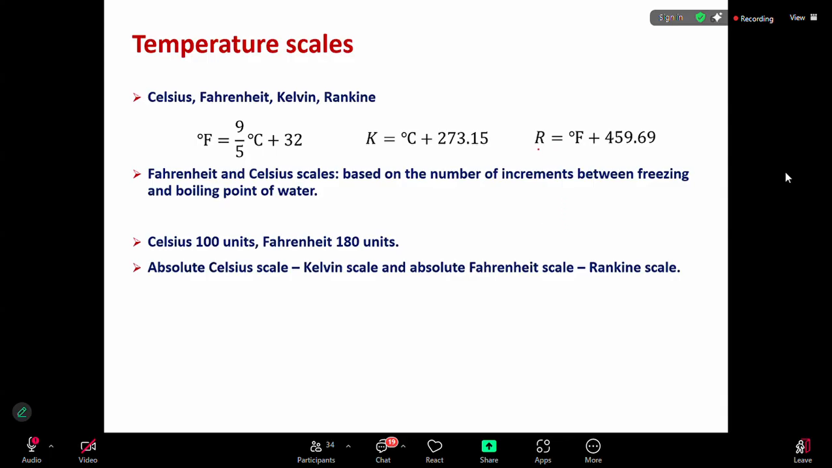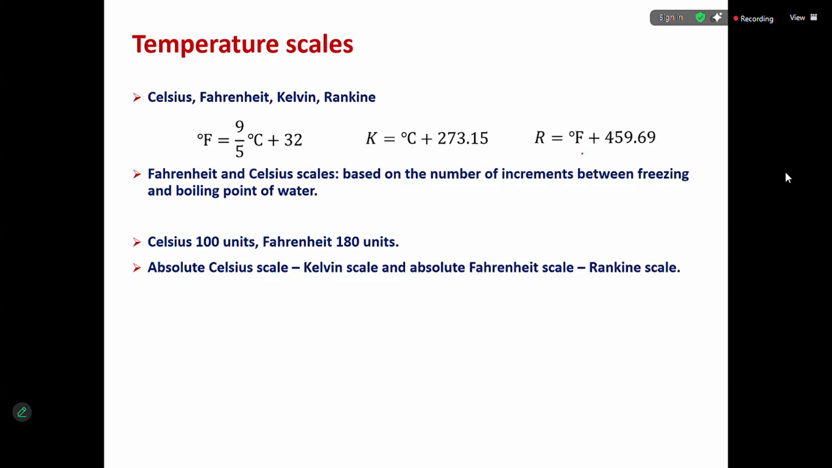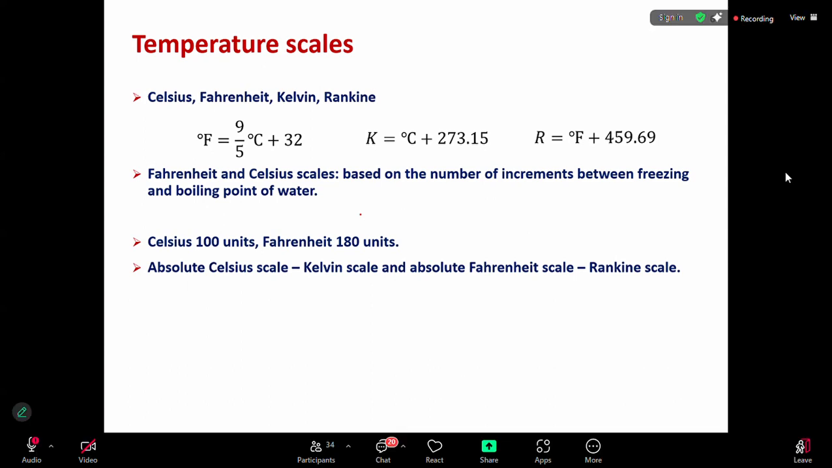Then you have the Rankine scale, which is degree Fahrenheit plus 459.69. So if you talk about the Fahrenheit and centigrade, these scales are actually based on the number of increments between the freezing point and boiling point of water.